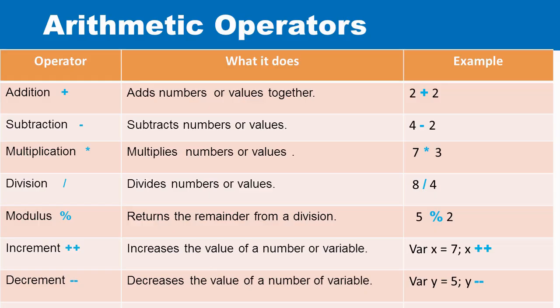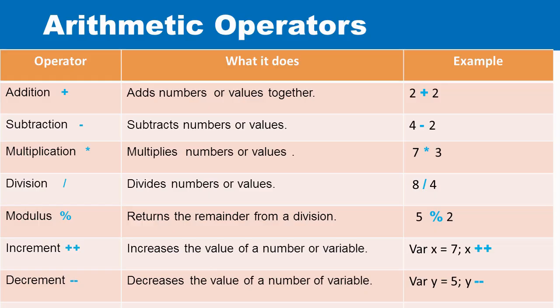Next, we've got the increment operator, which is represented by two plus symbols. What that does, it increases the value of a number or a variable. For example, if you've got a variable that has a value of 7 and you want to increase that value to 8, you call the variable name and then you add the two plus symbols, which is the increment operator, and that will increase the value by 1.